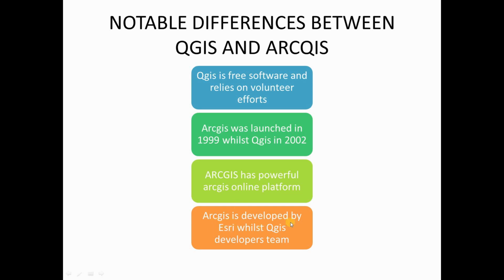And then lastly, ArcGIS is developed by Esri, whilst QGIS is developed by the developers team of QGIS. As I indicated earlier on, this software relies heavily on volunteer efforts. So people who have programming skills and think that they can improve certain parts of the software are allowed to do so. So it is always in constant evolution. QGIS is not constant. Every year there's a release of new versions, and contributions from the QGIS community and GIS community are most welcome.